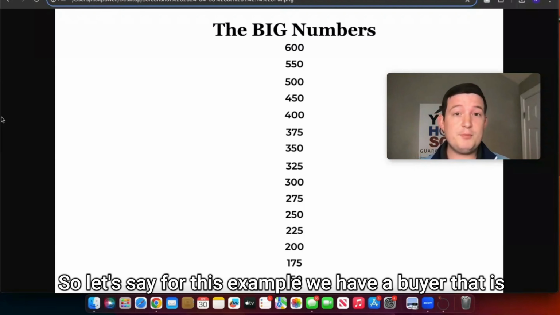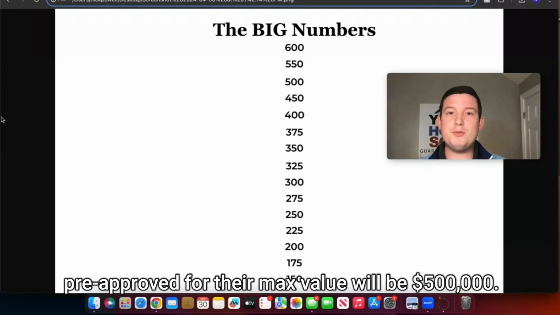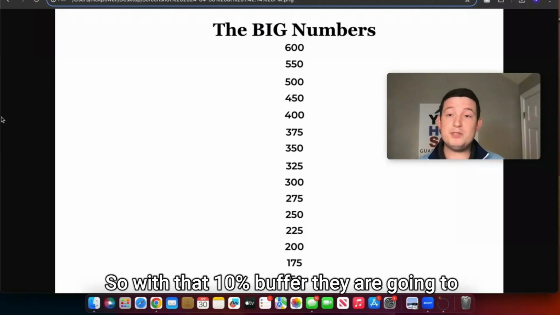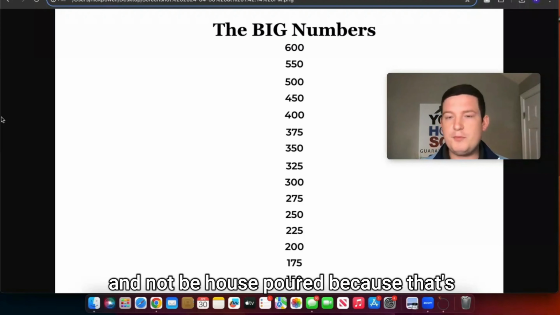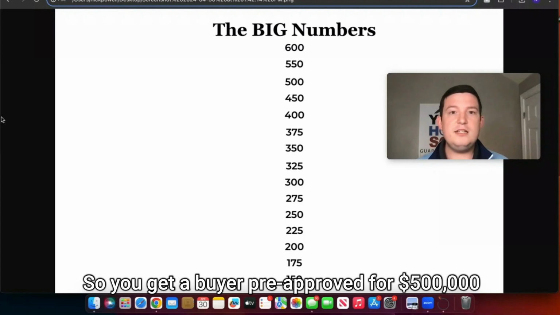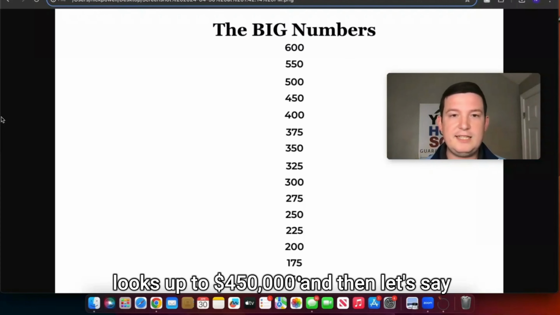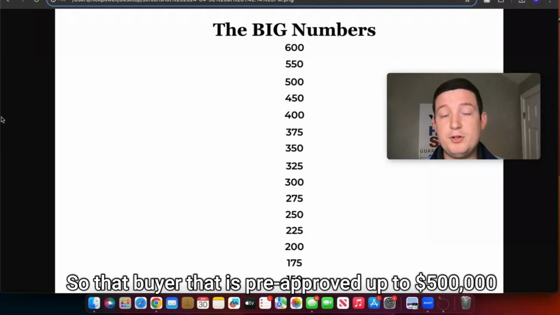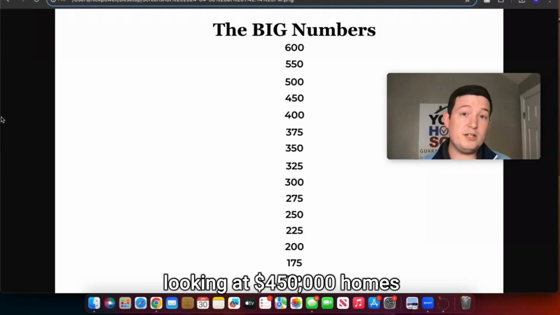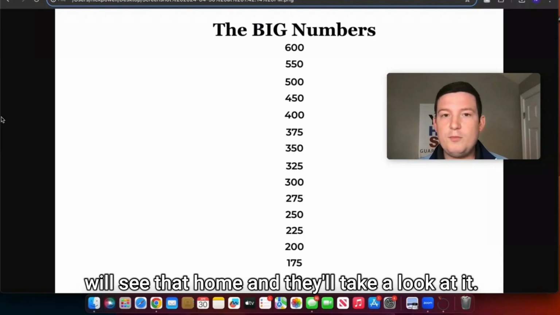So let's say for this example, we have a buyer that is pre-approved for a max value of $500,000. With that 10% buffer, they're going to look at homes online up to $450,000. That way they can be comfortable with their monthly payments and not be house poor, because that's the last thing that they want. So we get a buyer pre-approved for $500,000, looking up to $450,000, and then let's say there's a house online for sale that's asking $410,000.